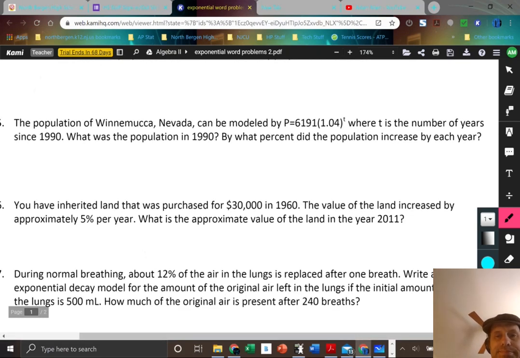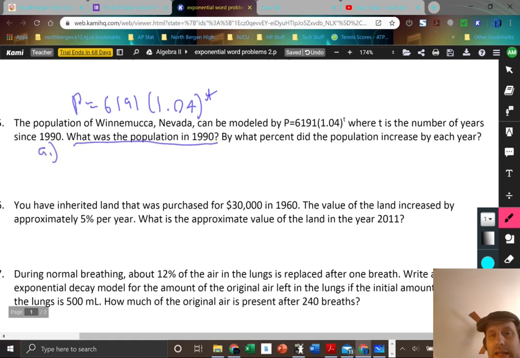Okay, so let's see here. So it's going to be modeled by P equals 6191 times 1.04 to the T power. Okay, so let's answer the first question. Let's call that A right here. What was the population in 1990? Well, it says right here that T is the number of years since 1990.